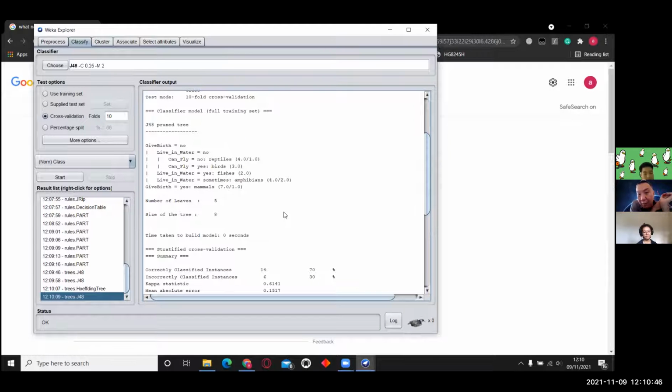So, out of your data, only 30% is wrong, right? Now, can you classify? I have a new data that lives in the water, cannot fly, and lays no eggs. So what is that?